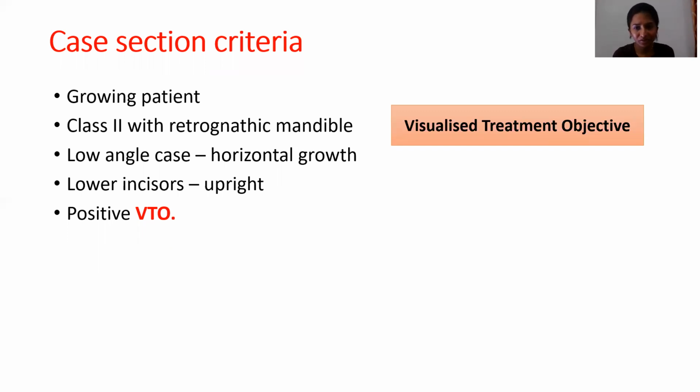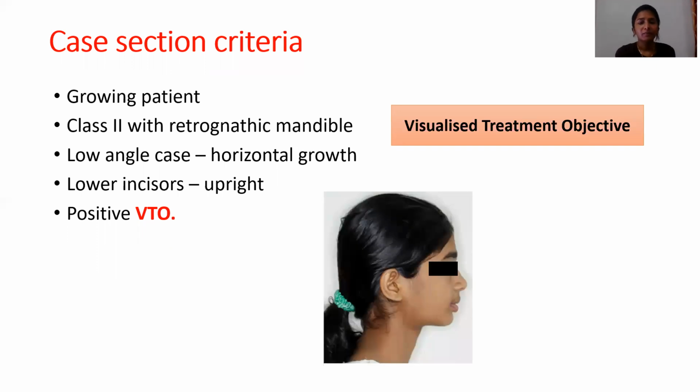So what is a visualized treatment objective? It is when a patient, now you can see here, it is a growing patient. Now she satisfies all the first 4 criteria. She is a growing patient, a class 2 with a retrognathic mandible, as you can see in the picture. She's a horizontal grower or a low angle case, and intraorally she also had upright lower incisors. So how do you check the VTO now?